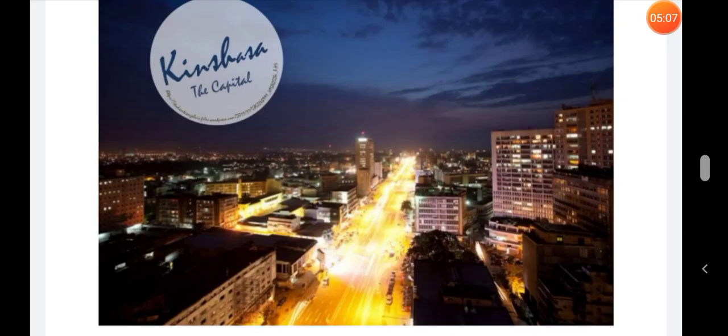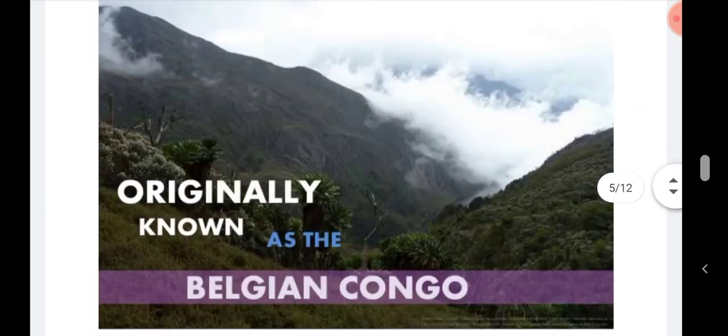Here students, you can see in this figure, this is Kinshasa, the capital of the Congo, near the Congo river, and the river Congo is also called the highway of Central Africa. The Albert, Kiwi, Edward and Tanganyika are major lakes in this country.